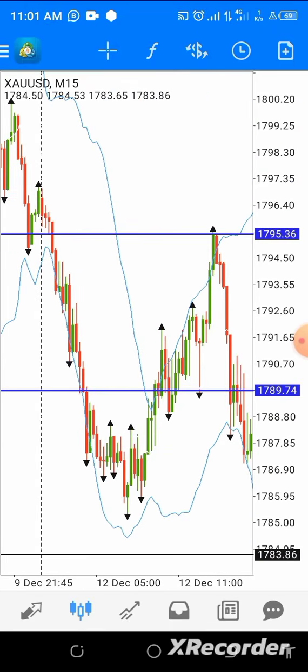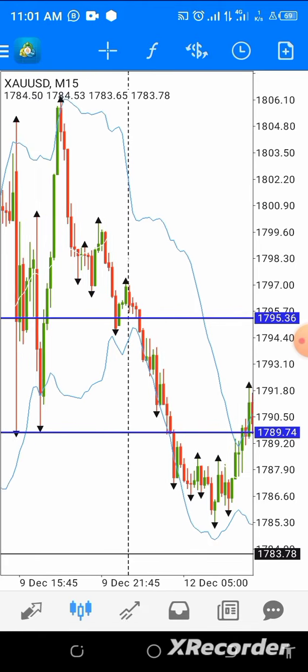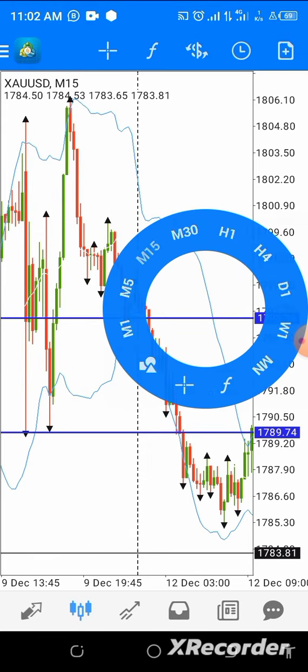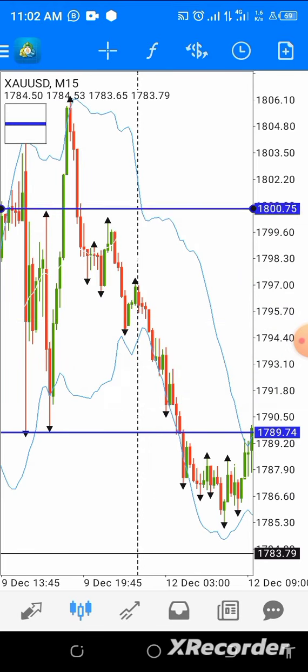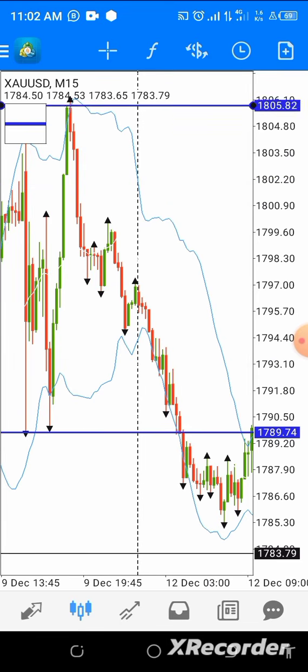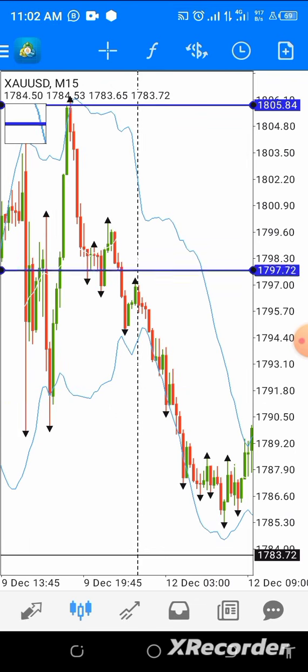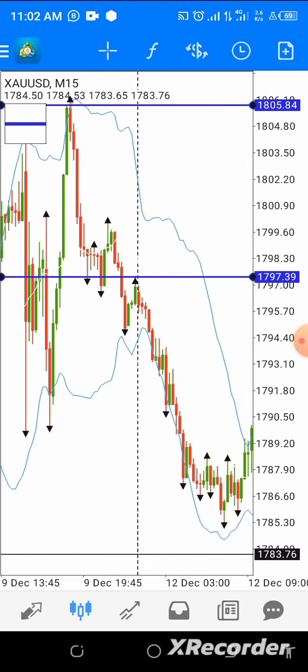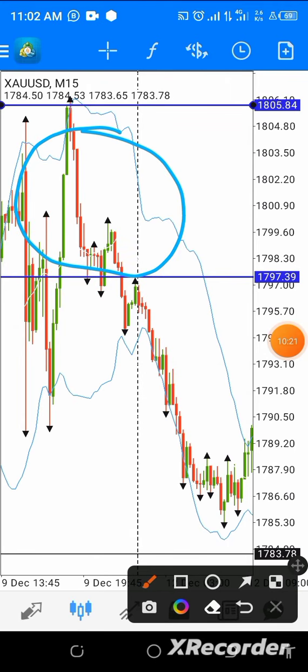Let me show you another example. This is a very great example. You put your trend line around this place. This is your sell fractal, and here again, this is your most recent buy fractal. Inside this place is your consolidation area, guys.